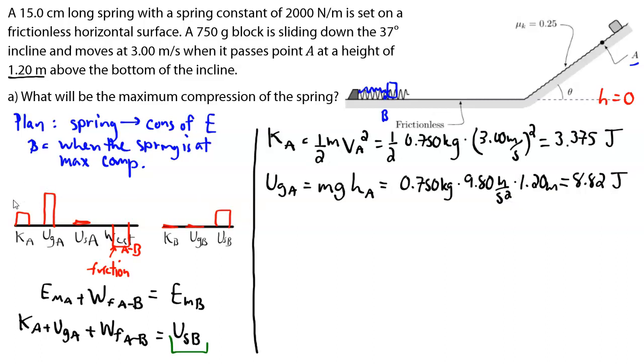So indeed, my diagram in here wasn't that bad. The kinetic energy is indeed smaller than the potential energy due to gravity.